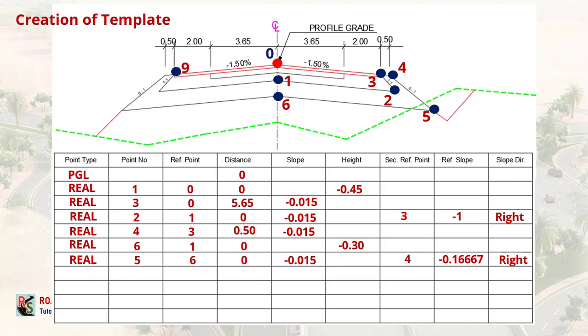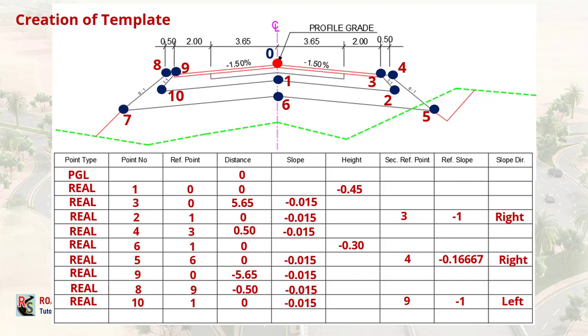Then number 9 is from the PGL value, reference 0. The distance is minus 5.65. Slope is minus 0.015. Similarly, number 8 is referenced from number 9. The distance is minus 0.5. Slope is minus 0.015. The next point is number 10. It is referenced from number 1 and number 9. Number 1 has distance 0 and slope minus 0.015. For number 9, the slope is minus 1. That is 1:1, left side. So you keep it left side.